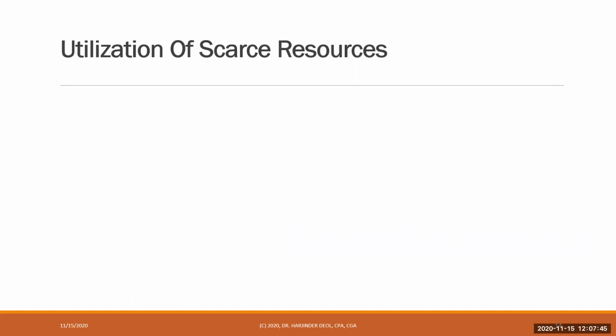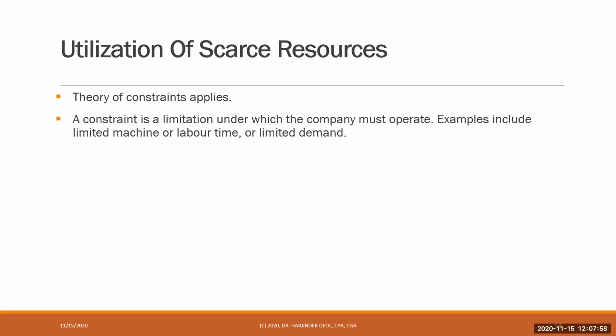The last kind of decision pertains to the utilization of scarce resources. The theory of constraints applies in this case. A constraint is defined as a limitation under which the company has to operate. The examples could include limited amount of machine time, limited labor time, or limited demand for the product.